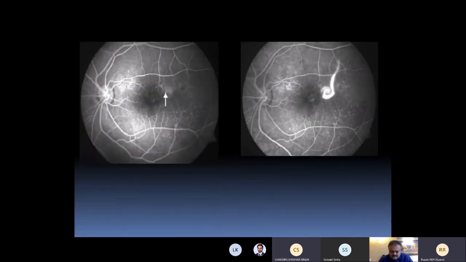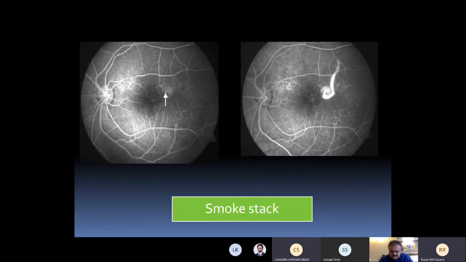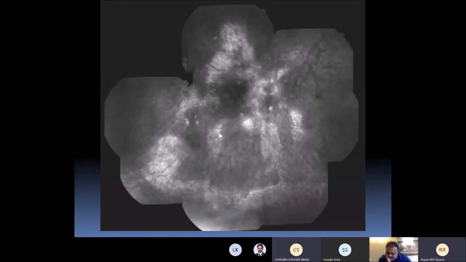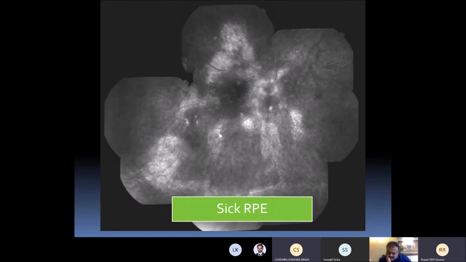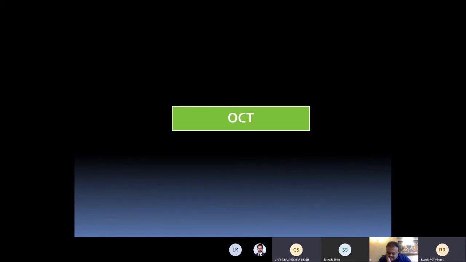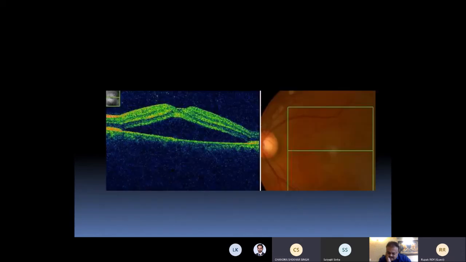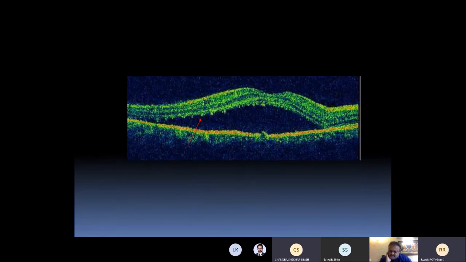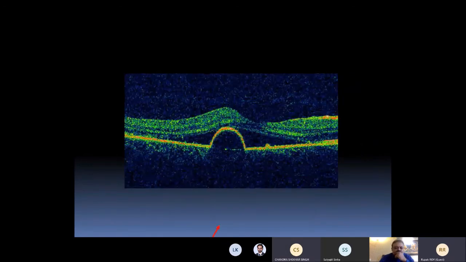This is the case of a smokestack leakage. You can see there are multiple RPE alterations here. So this is a case of a sick RPE syndrome. OCT can assume various forms. This is a classic CSR with subretinal fluid that can be seen. Also, sometimes shredded photoreceptors as subretinal precipitates.